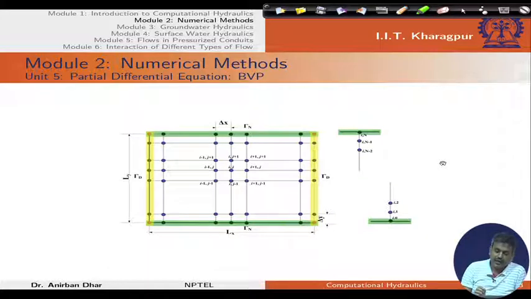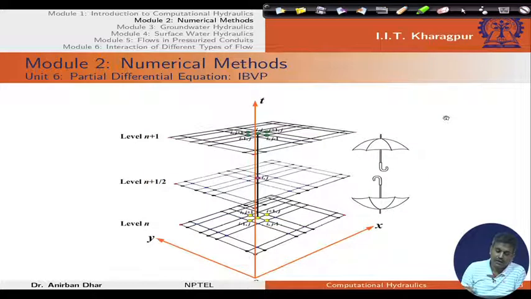Next we have discretized our governing equation, which was a general governing equation, in terms of a finite difference grid, and we have seen how to solve this boundary value problem or steady state governing equation using different discretization schemes. In unit 6 we discussed the initial boundary value problem.